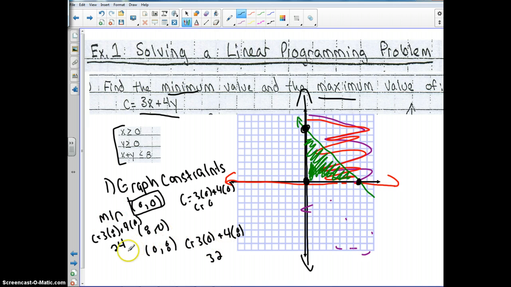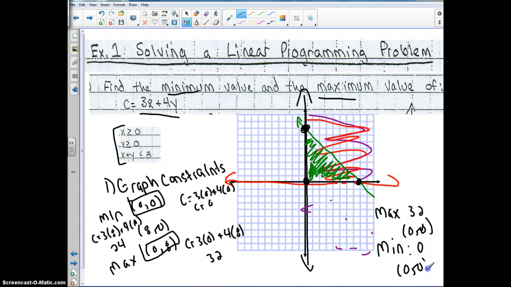Okay. And then I got 24 and 32. Well, 32 is larger than 24. That means that 0, 8 is my max. Okay. So what I have is I have my max be 32 at 0, 8. And then my min of 0 at 0, 0.